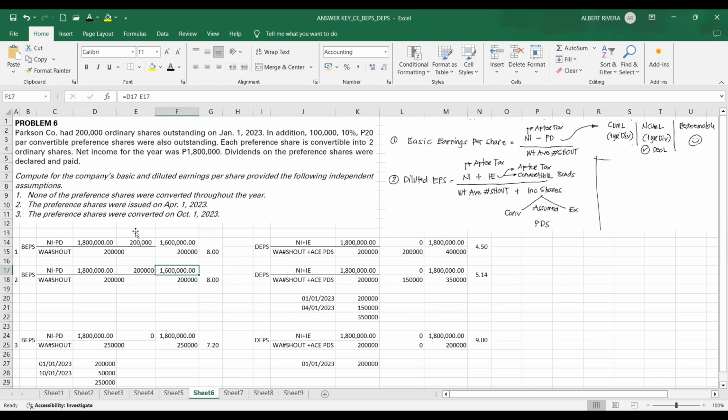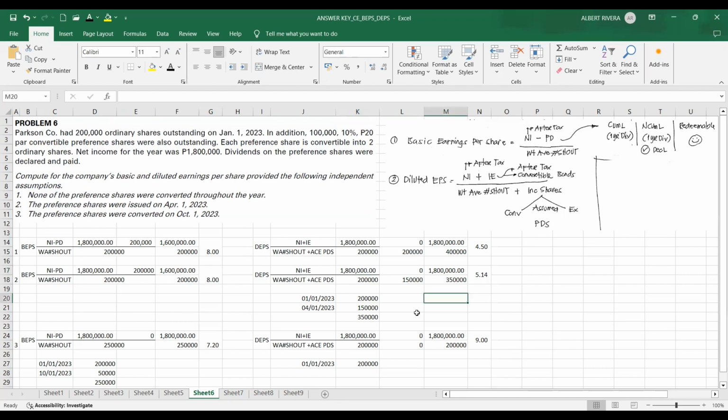And your outstanding number of shares remains at 200,000 all throughout the year. Wala namang naging actual conversion. Hindi siya nadagdagan. So that is 200,000 times 12 over 12. While for the diluted earnings per share, you have 1,800,000 here. Then this is 0 because there is no convertible bonds. However, this time, the assumed conversion takes place at the time that preference shares were issued, and that is on April 1, 2023.